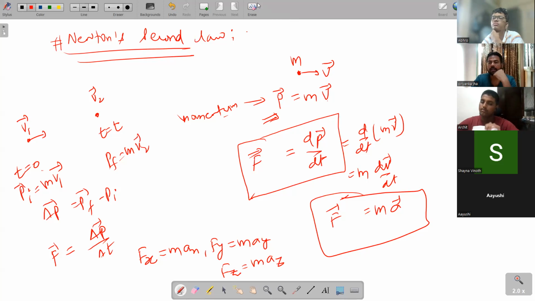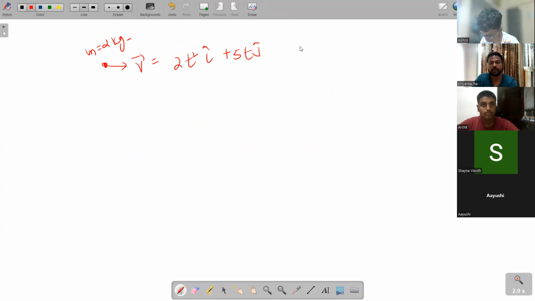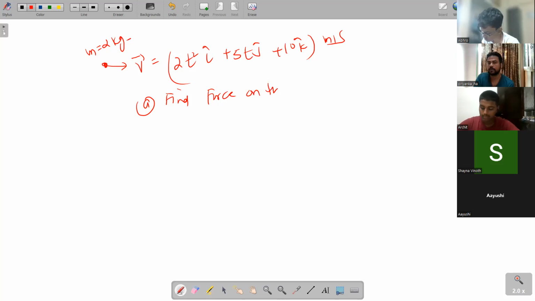Now suppose there is an object whose mass is 2 kg, and this body is moving with some velocity that is a function of time, that is 2t square i plus 5t j plus 10k meter per second. You have to first find the force on that object at any time t.